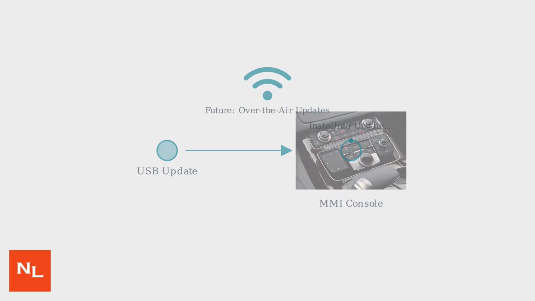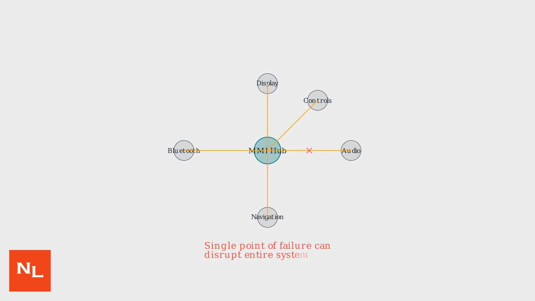Future MMI systems may support over-the-air updates, eliminating the need for physical media. Always ensure updates are completed before attempting other troubleshooting steps. If problems persist after checking fuses, inspecting the amplifier, and updating software, seek professional assistance. The MMI system relies on a complex fiber optic network where a single point of failure can disrupt the entire system.